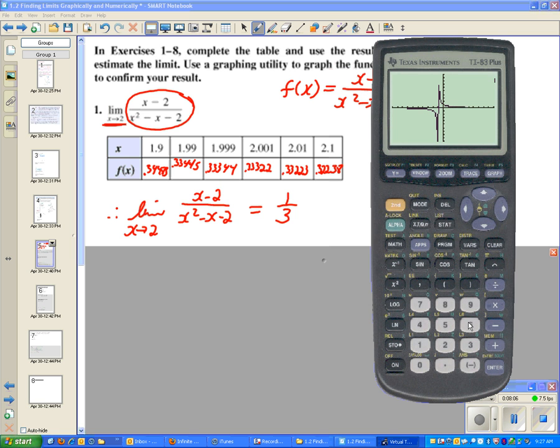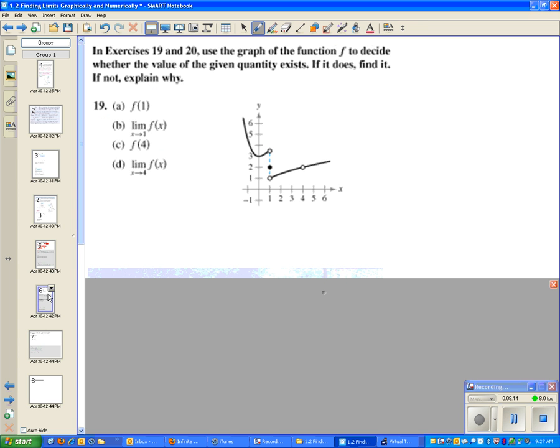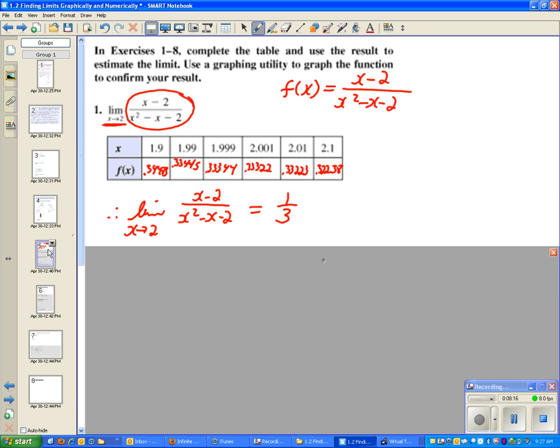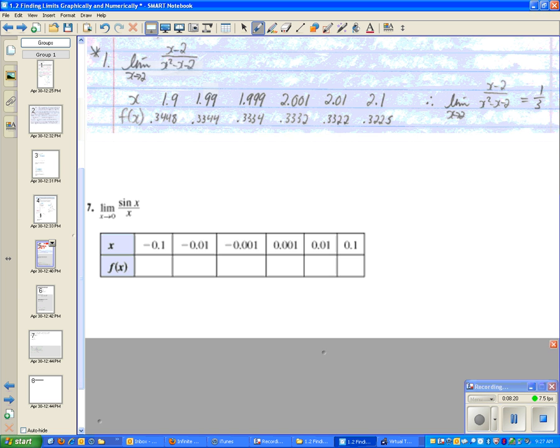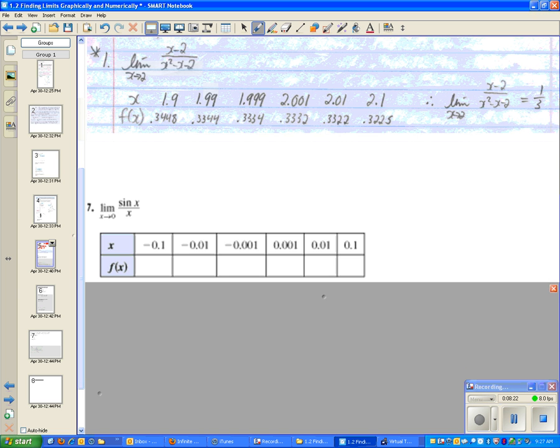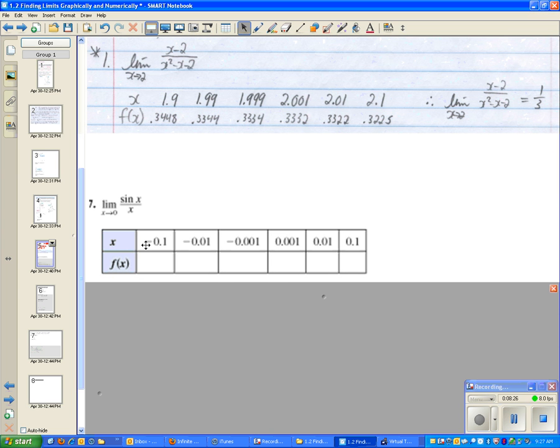Any questions? Okay. No. Number 7. Now this time, we're finding the limit as x approaches 0 of the sine of x over x.